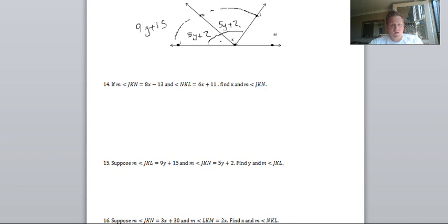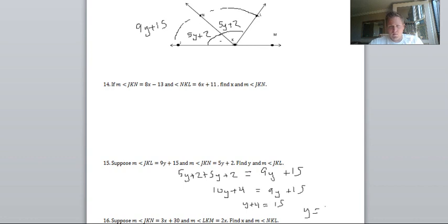And when I take these two angles together, this 5y plus 2, and I add it with 5y plus 2, it's going to equal the full angle, and it told me that full angle was 9y plus 15. Okay, combine my terms, I get 10y plus 4 equals 9y plus 15. I'm subtracting 9y from both sides. It's going to give me y plus 4 equals 15. Subtract 4 from both sides, and y is going to equal 11.